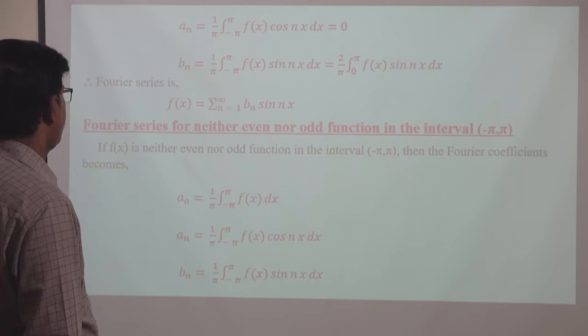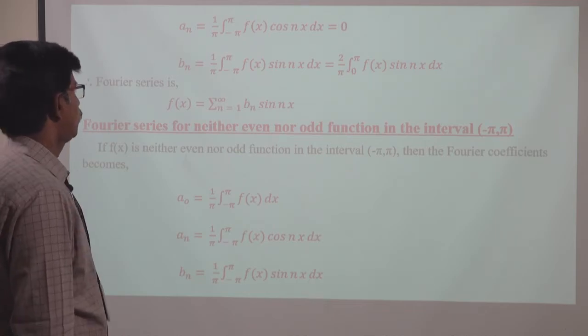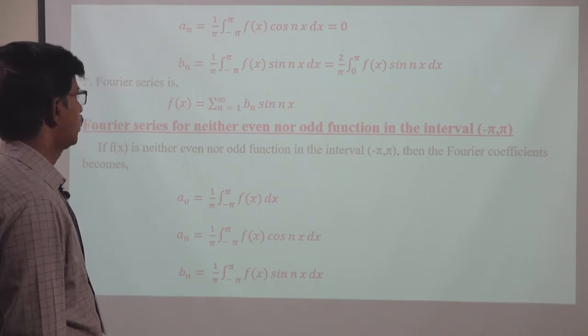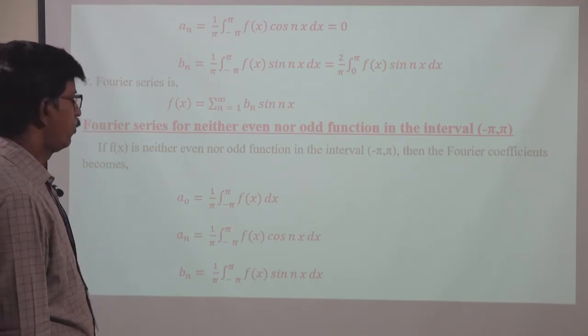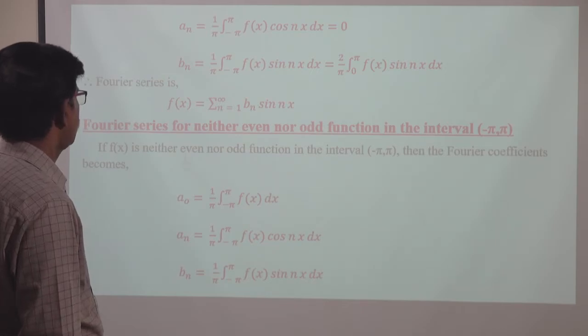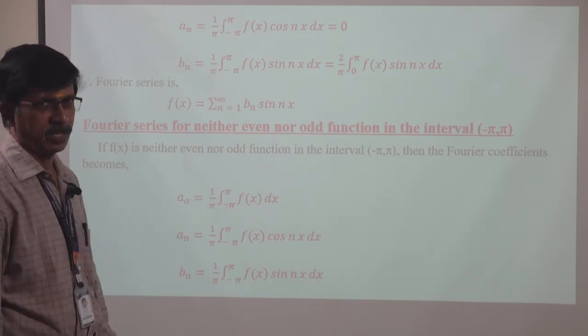bn is equal to 1 by pi into integral minus pi to plus pi f of x into sin n x into dx, which will become 2 by pi integral over 0 to pi f of x into sin n x into dx. Therefore, in this case, Fourier series is f of x equal to summation n equal to 1 to infinity bn into sin n x.